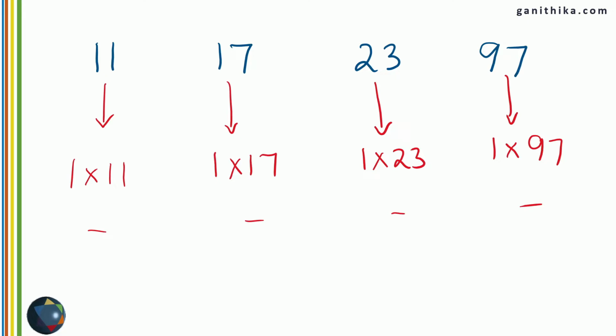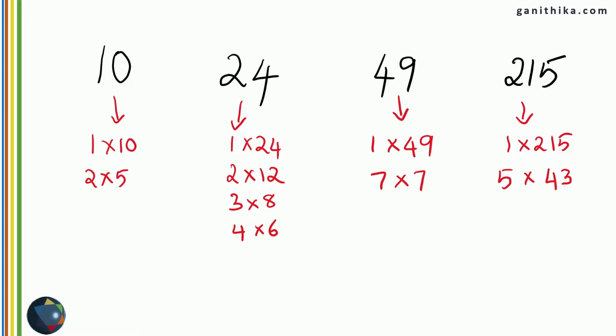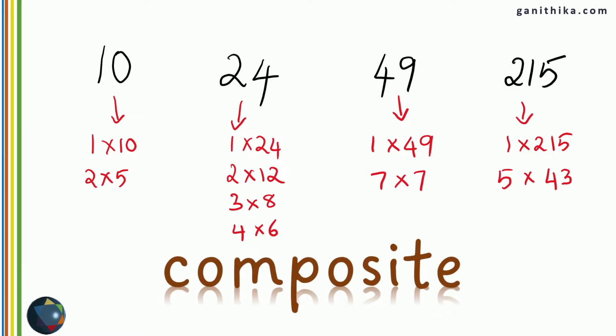Considering these 4 numbers that we did first, we can see that we had more than one option in writing them as product of two numbers. Other than 1 times the number itself, we had at least one other option, which means these numbers are called composite numbers. So composite numbers are those which can be written as product of two numbers other than 1 and the number itself.